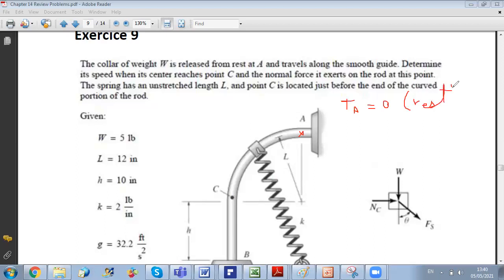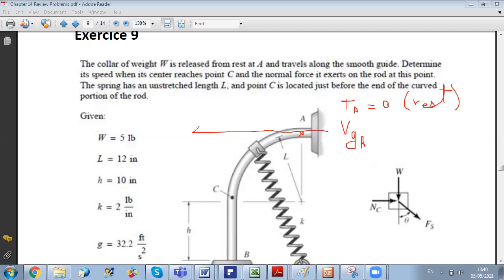Now, concerning the gravitational potential, V gravitational at A. Whenever you have gravitational potential, you should take a reference. As I told you, you are free to select the reference you want. For example, you can take the reference at A or at C, no problem. At the end, delta V will be the same. The value of V will change if you change the reference, but delta V will be the same.